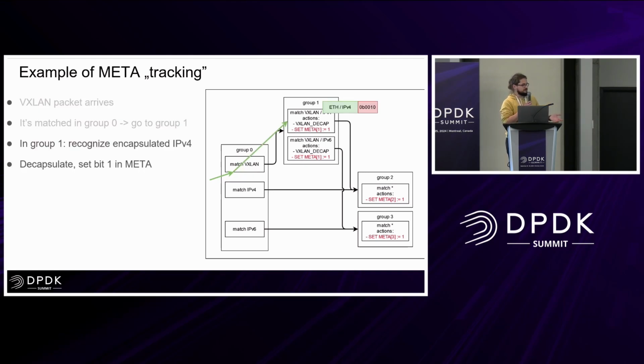Here, we perform the decapsulation, and in red, we have this action for setting the metadata bit number 1 to 1. This will indicate later in the hardware offloaded pipeline or in the application that, hey, this packet hit that specific flow rule or went through that specific path. So here we decapsulate the VXLAN header, and we match the first box in group 1 saying that it's VXLAN IPv4. And we go to group 2 for IPv4 traffic, where we set another metadata bit indicating that we went through this group.